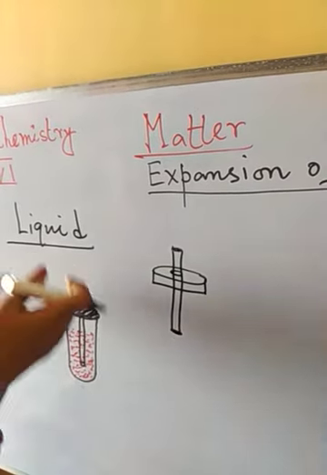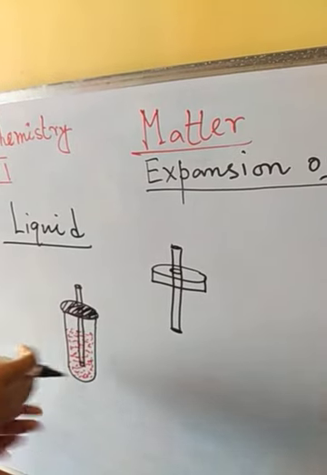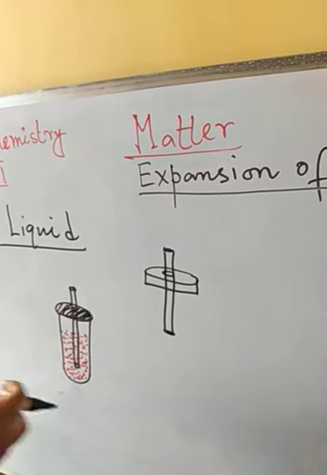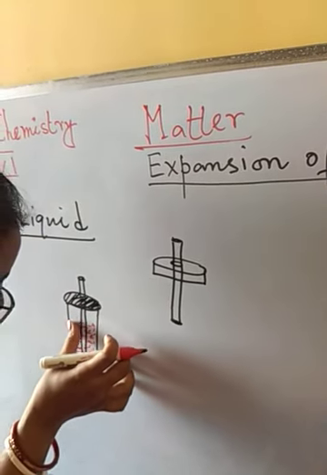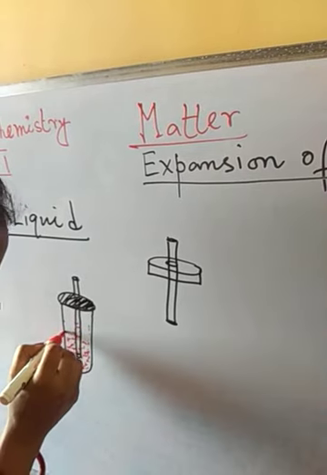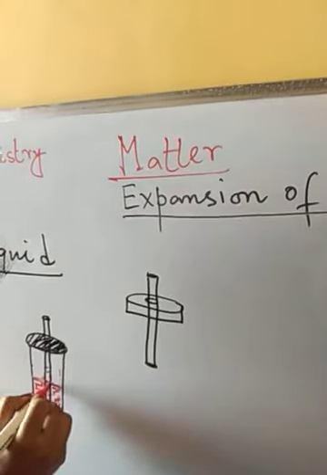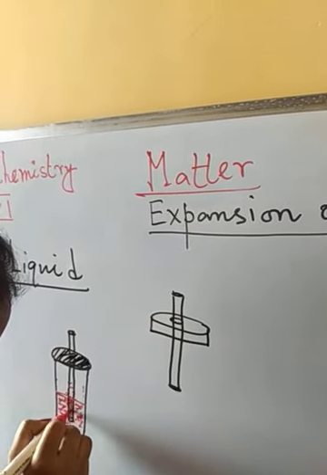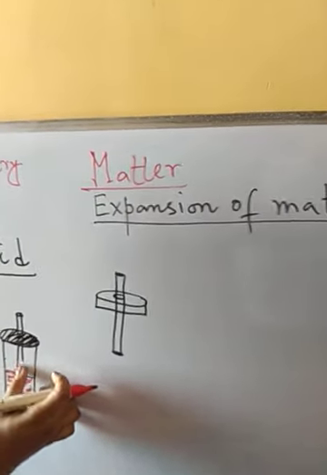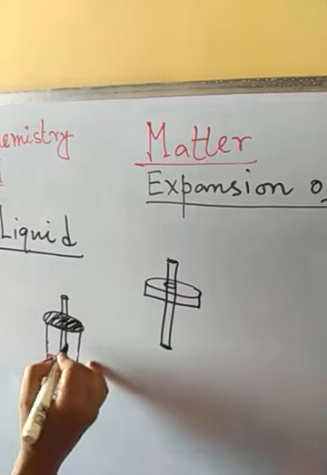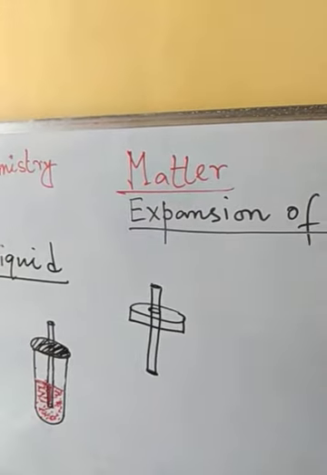Now, as I have said already, when we put this capillary inside the test tube, some liquid will rise through it. Suppose up to this we have taken the liquid, this is the level of the liquid. Up to this, the liquid will get inside the capillary. So this is the liquid level, you can see, and we will mark it.